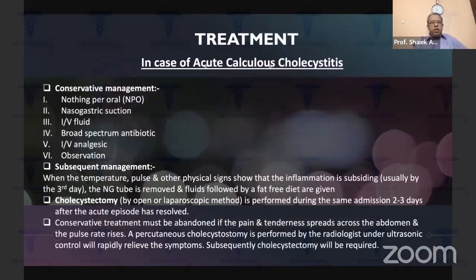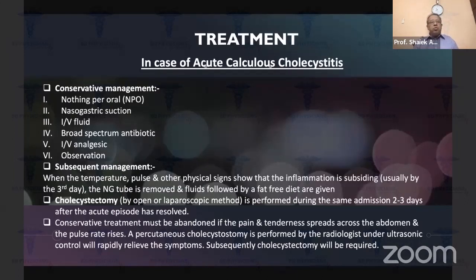Conservative treatment must be abandoned if the pain and tenderness spread across the abdomen and the pulse rate rises. That indicates there is a gangrenous gallbladder. So a percutaneous cholecystostomy is performed by a radiologist under ultrasonic control, which will rapidly relieve the symptoms. Subsequently, cholecystectomy will be required. So these are the treatment protocols for acute calculous cholecystitis.